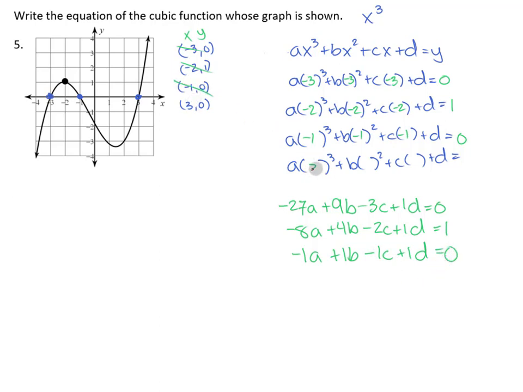Okay, last point we're plugging in 3 for x, 0 for y. 3 cubed is +27a. 3 squared is 9b. 3 times c is +3c plus 1d equals 0. Okay, time to go to technology.